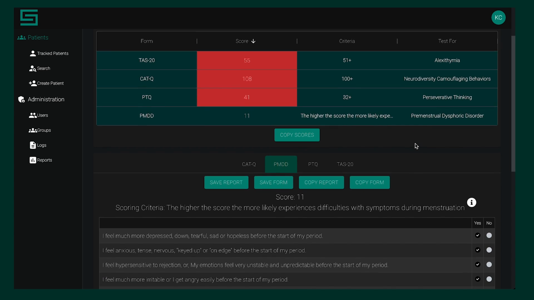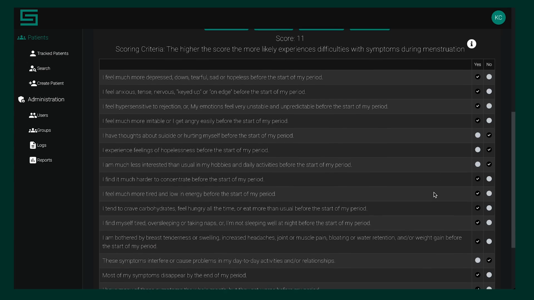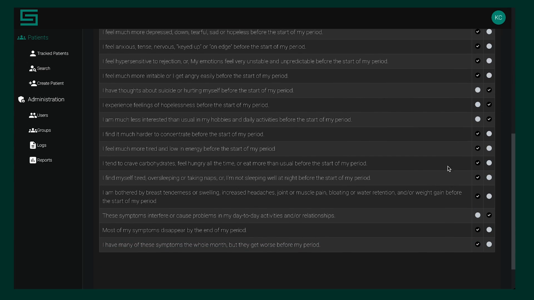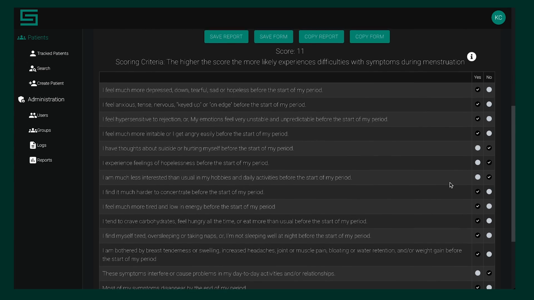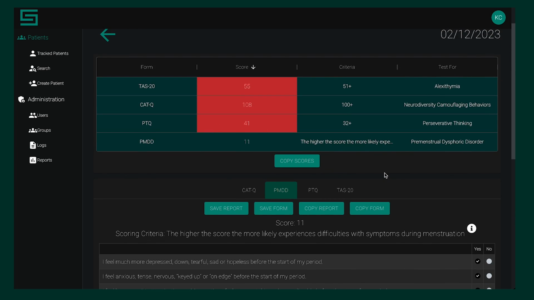Oftentimes this tells us what is a score, what's a positive score. It's not right now, but 11 is significant on the PMDD. There'll be another sheet in your packet that talks about the significance of the scoring of all of these pieces. But like it says right here, the higher the score, the more likely they're experiencing this. And if you scroll through the PMDD, they checked yes for a lot of the things. So this is something that you would want to explore with them as well.